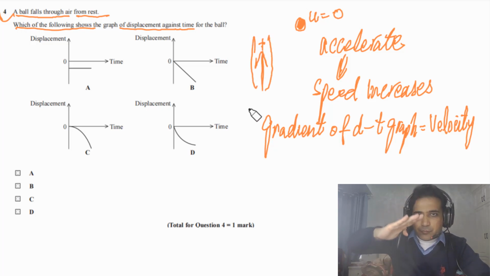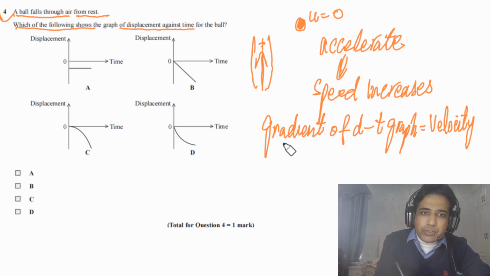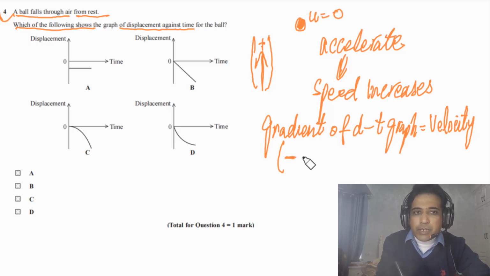As this ball is falling down, its velocity is negative, so the gradient has to be negative. And as the speed is increasing, the gradient has to get steeper and steeper. So the gradient has to be negative and the gradient has to be increasing.